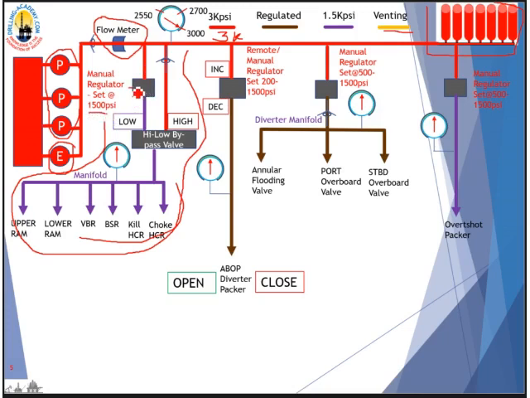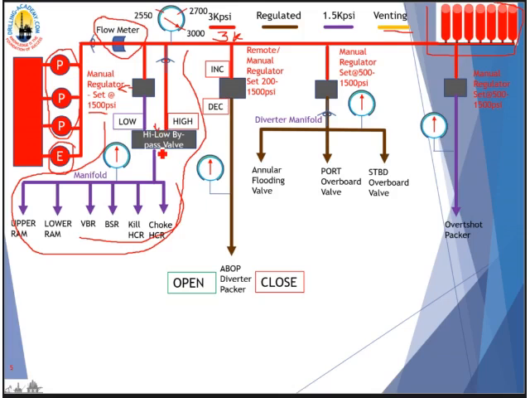This regulator here is a manual regulator. It is only controlled and adjusted locally, manually at the cooling unit. You can't control it, you can't adjust it from any remote control panel. So these 2 inputs are fed into the high-low bypass valve.